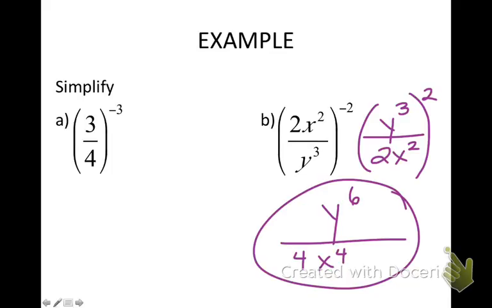Okay. Would it be incorrect to distribute right away? No. Then I would get 2 to the negative 2, x to the negative 4, y to the negative 6. Then I would just have to move everything, right? And that would get me there anyways. All right.